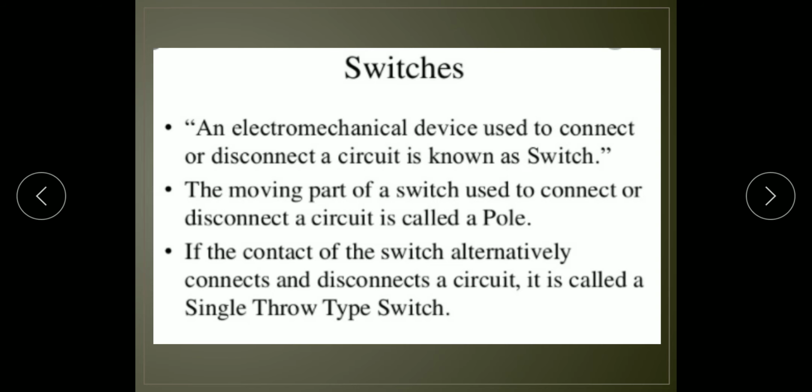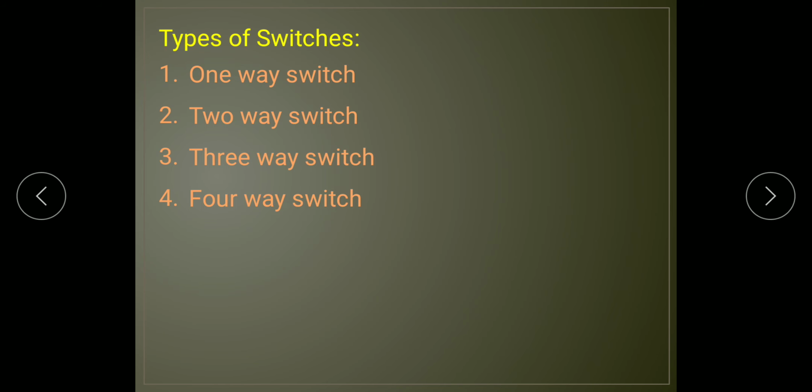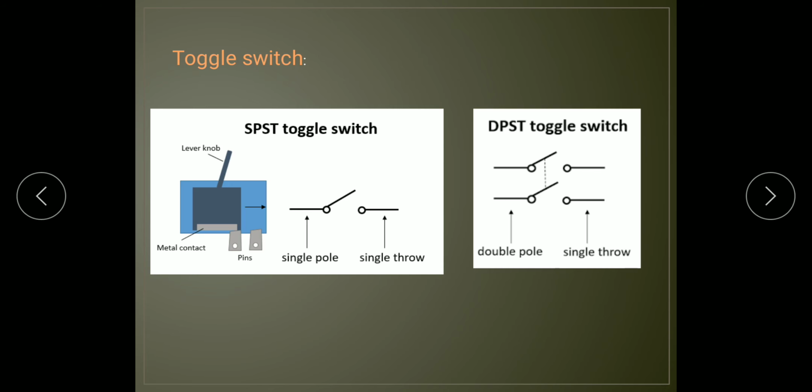When the contacts are separated by an air gap, the switch is said to be open, and no electrical current can flow at the normal operating voltage. Some types of switches are circuit breakers, mercury switches, wall switches, miniature toggle switches, and push button switches. Switches are classified into one-way, two-way, three-way, and four-way switches. So this is for a one-way switch and two-way switch.